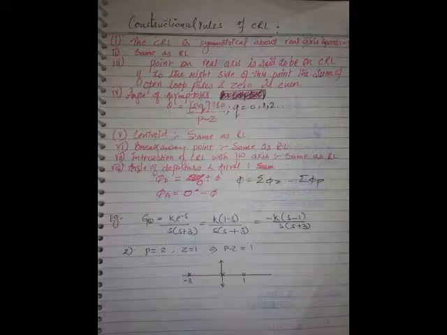Rule number 7, intersection of CRL with j omega axis. Same as RL.